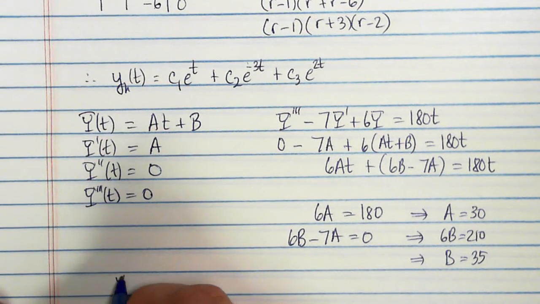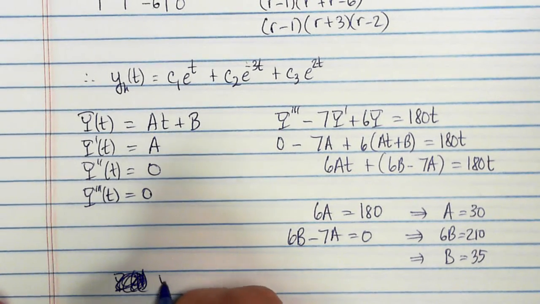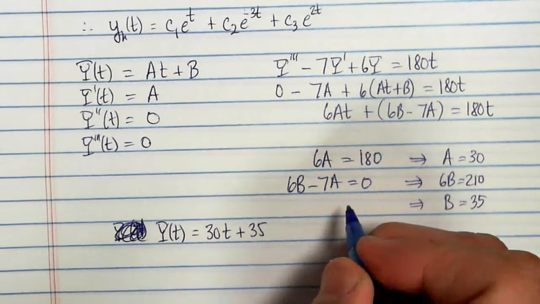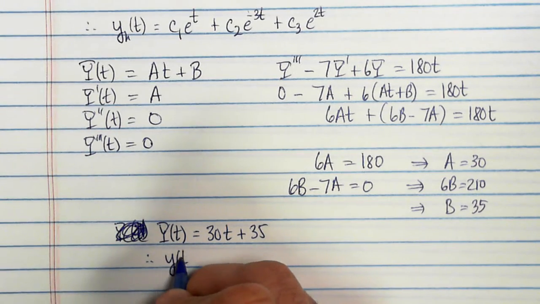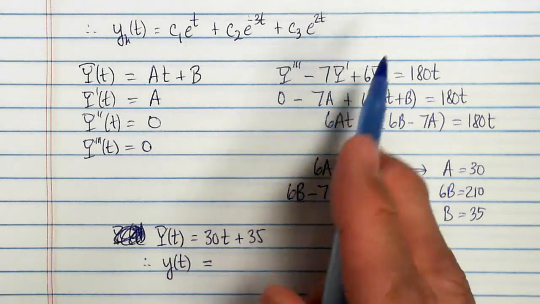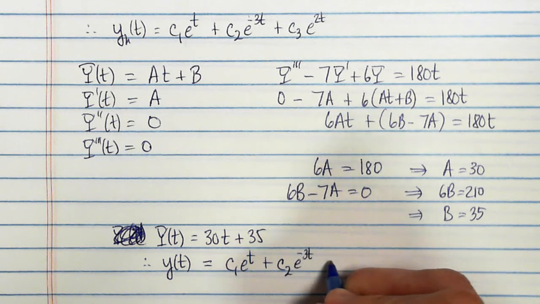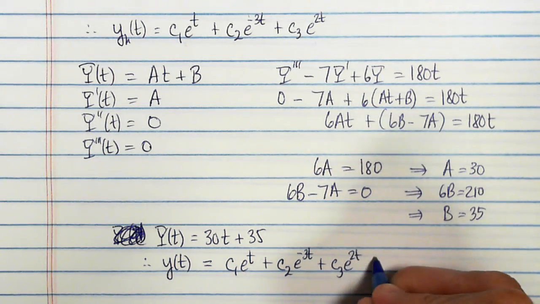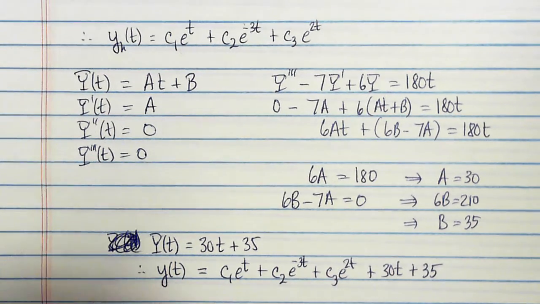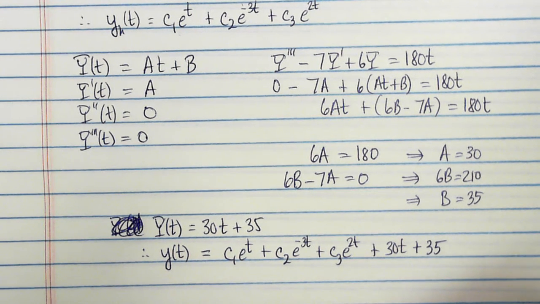Okay, so my particular solution is equal to 30t plus 35. And so therefore the general solution of the differential equation is going to be the solution I saw here, c1 e to the t plus c2 e to the negative 3t plus c3 e to the 2t plus the thing I just got, 30t plus 35. And so that is the general solution. Okay, so far so good.